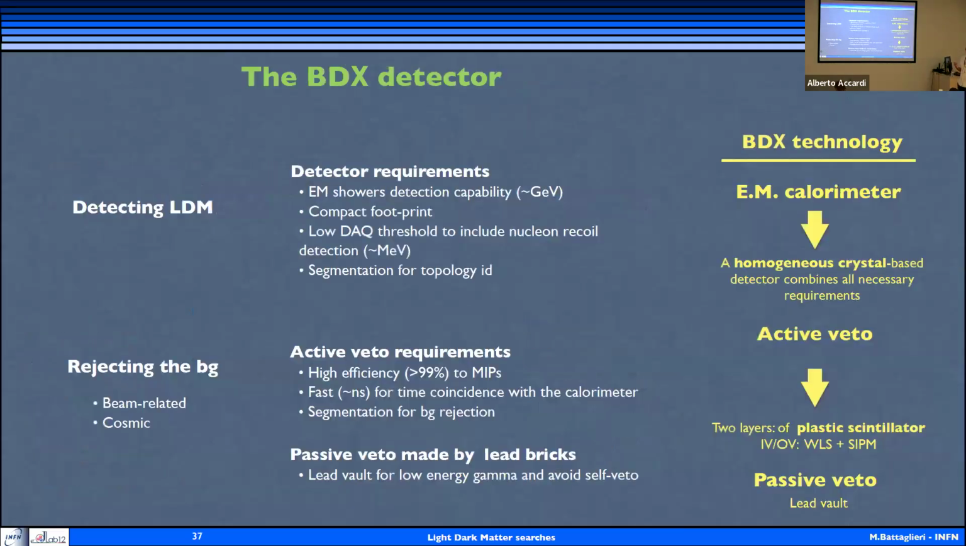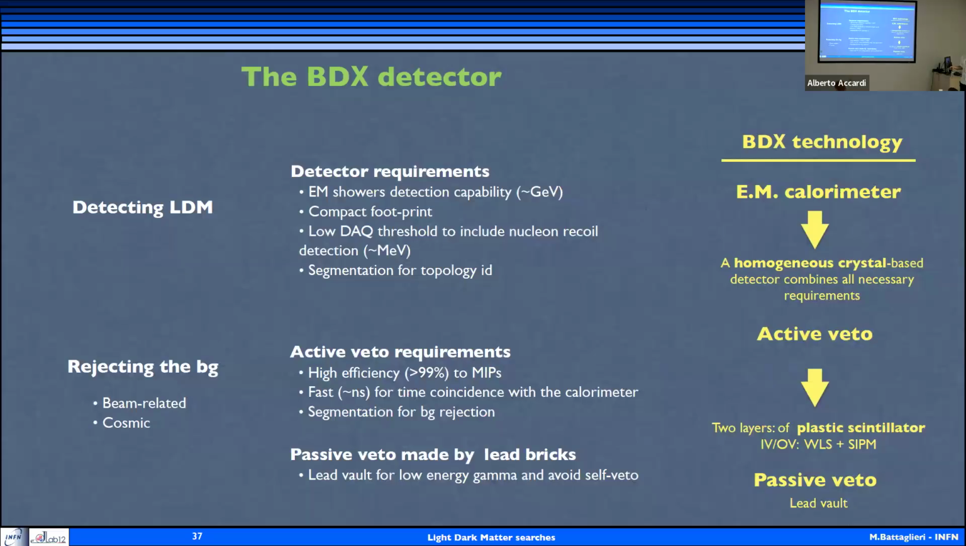So the experiment needs to work in parallel to optimize the signal, putting the threshold as low as possible to detect the small energy transfer provided by your dark matter. But on the other hand, you want to beat the background, for instance by having some vetoes all around that at least the charged particles can exclude, cosmic muons.